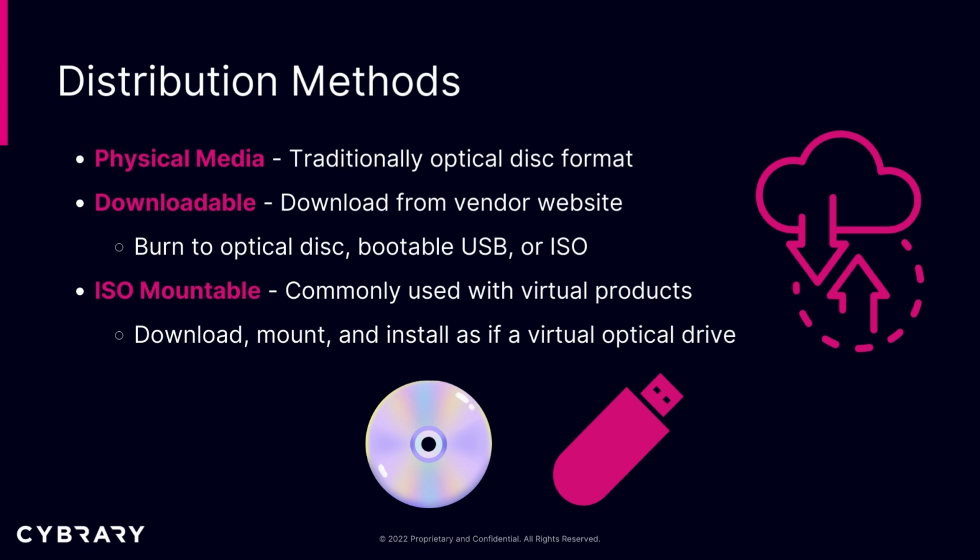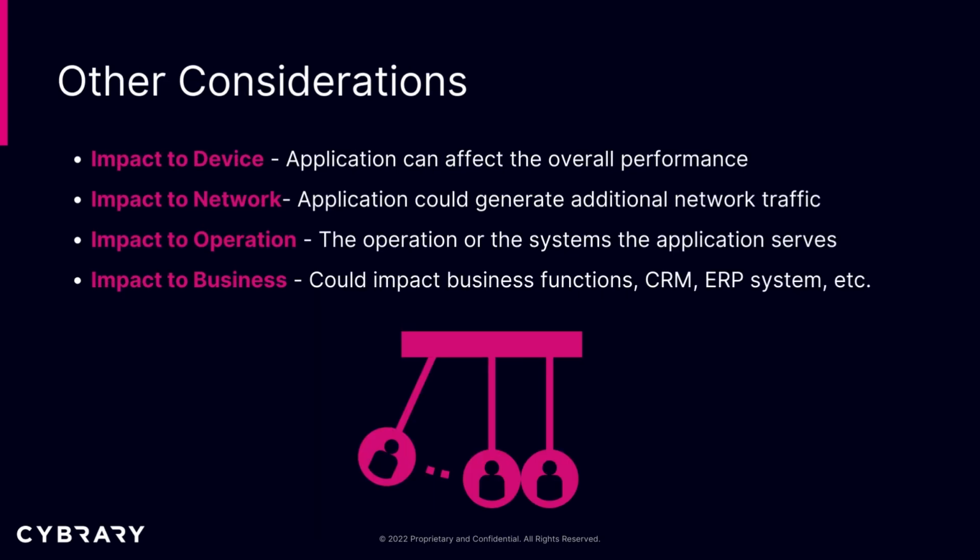Distribution methods. Sometimes we get our applications through different distribution methods, or we install them in different ways as well. Physical media could be our traditional compact disc format, the traditional optical disc format, a CD-ROM or DVD. It could be a downloadable format. We download it from the vendor website, burn it to an optical disc, or put it on a bootable USB, or an ISO. ISO mountable is commonly used with virtual products. You can download, mount, and install it as if it was a virtual optical drive.